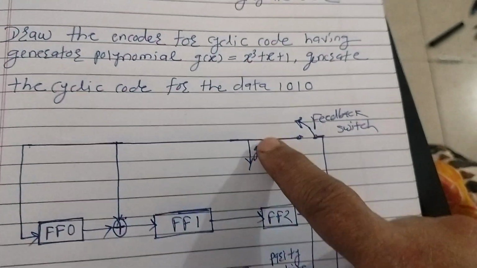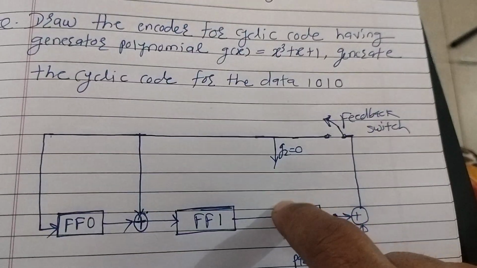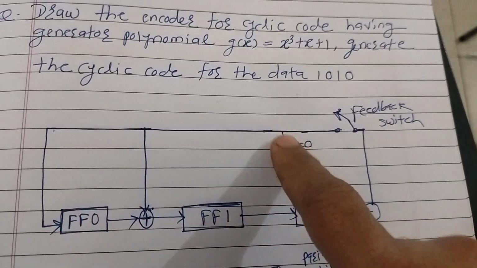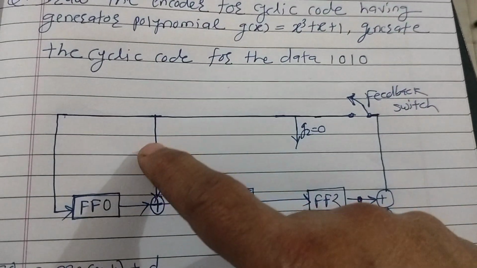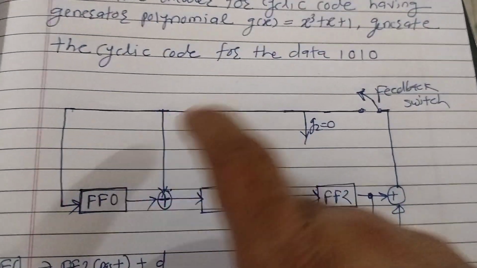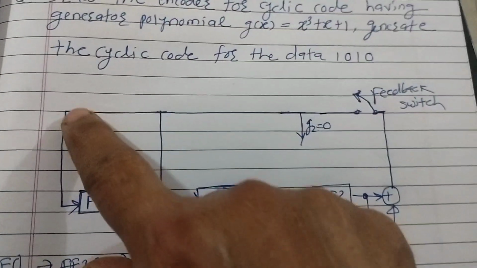So this G2, that means this line is not there. The x square line is not there. Then the x coefficient is 1, so this line is there. Then 1 for 1, this line is there.